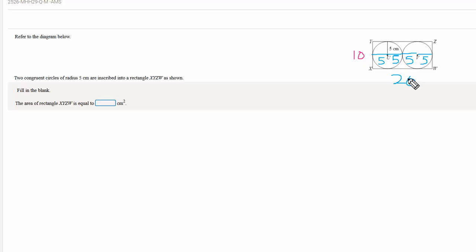So what is our length times width? First of all, let's focus on the formula. What is the formula here? Length times width. That is our formula for the area of a rectangle. What is the length? 20. What is the width? 10. So that is 200.